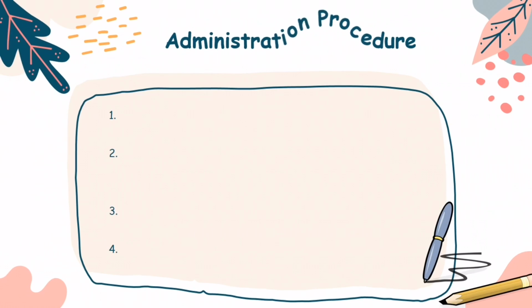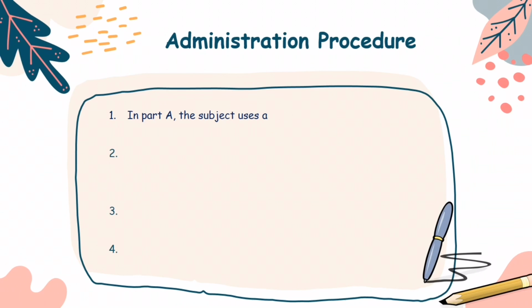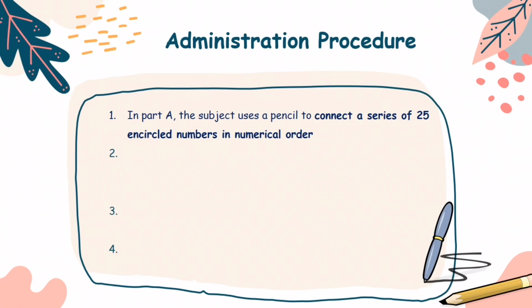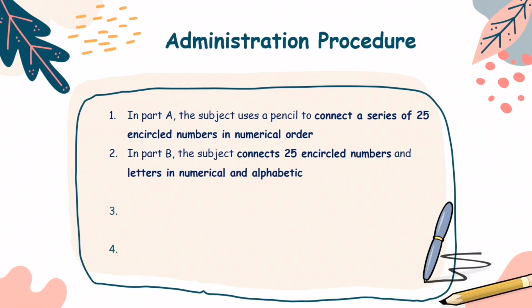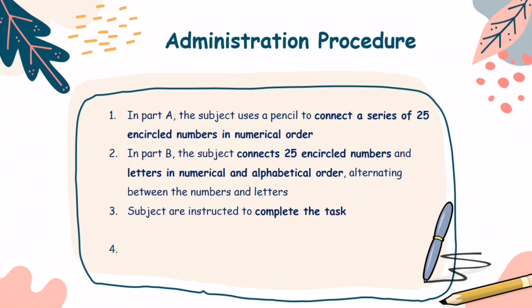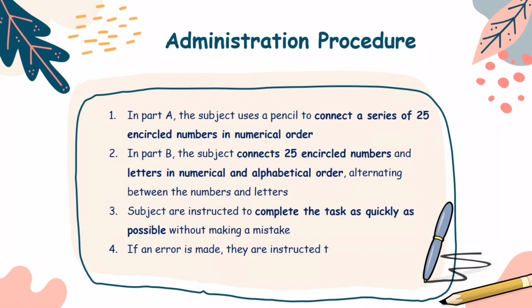The administration procedure. In Part A, the subject uses a pencil to connect a series of 25 hexagonal numbers in numerical order, while in Part B, the subject connects 25 hexagonal numbers and letters in numerical and alphabetical order, alternating between the numbers and letters. Subjects are instructed to complete the task as quickly as possible without making a mistake, and if an error is made, they are instructed to simply return to the point at which the error was made and continue.